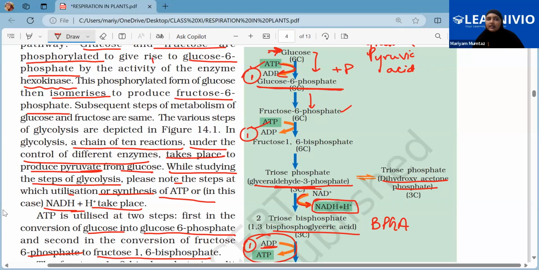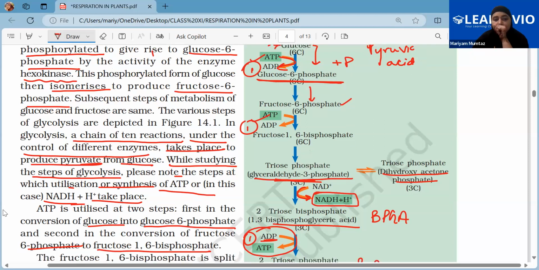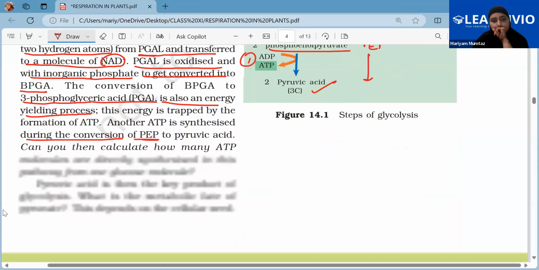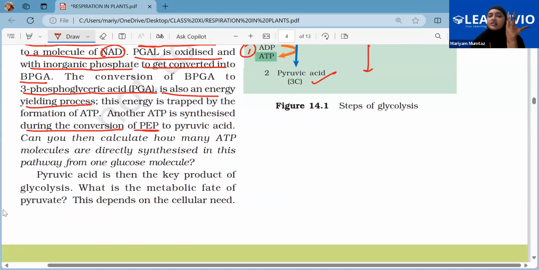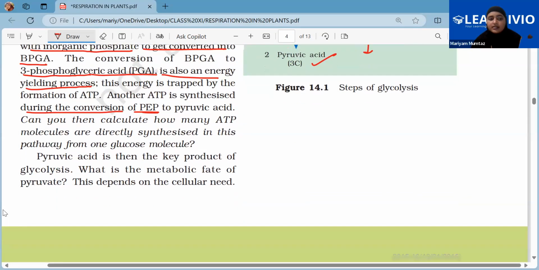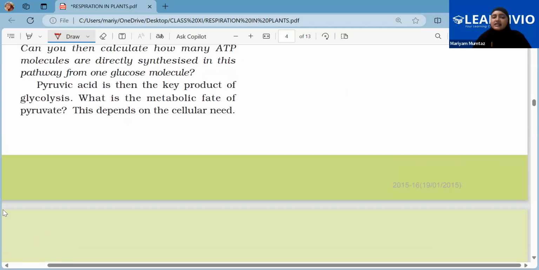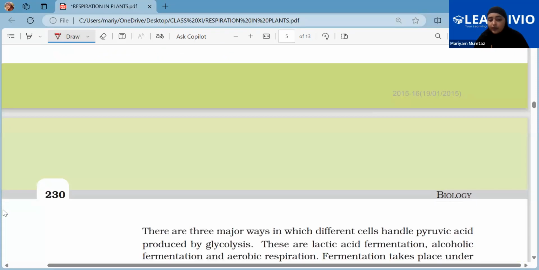So what is the net gain of ATP? Zero. Zero, correct, because the amount that is being synthesized is the amount that is being utilized. Now, pyruvic acid is then the key product of glycolysis. What is the metabolic fate of pyruvic acid? Okay, we understand that glycolysis happened in the cytoplasm. Now, what will happen to this pyruvic acid and what is its importance? Actually, the pyruvic acid goes into several different directions depending upon what the cell would require.